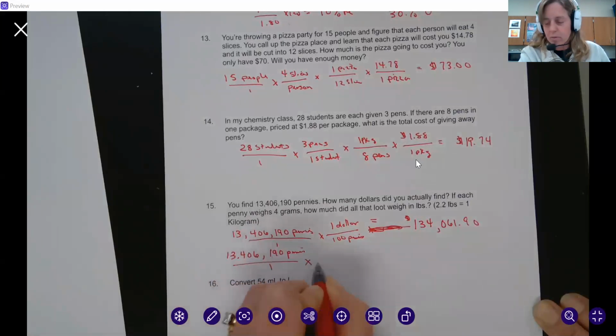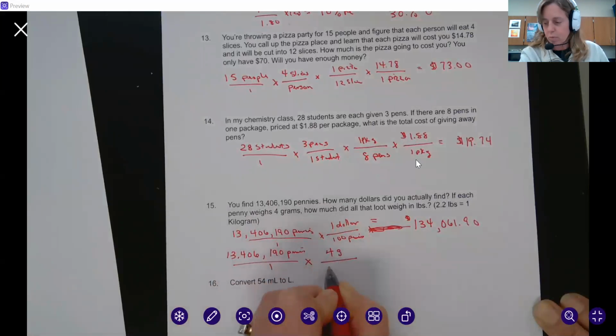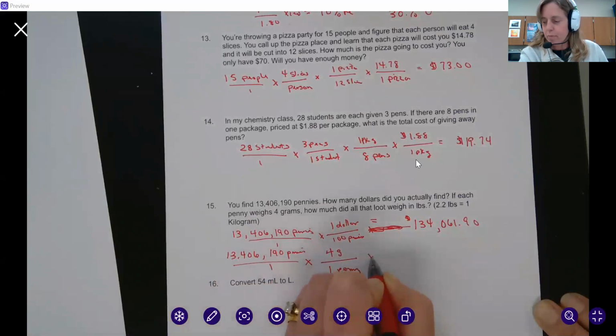Okay. Do you even know what the word loot means? That's an old term. Since we're old people, that's an old term.